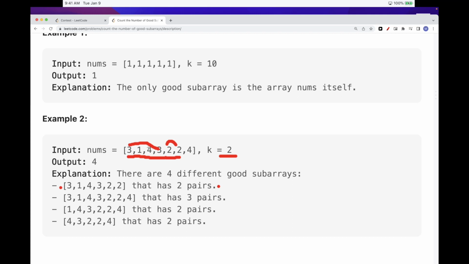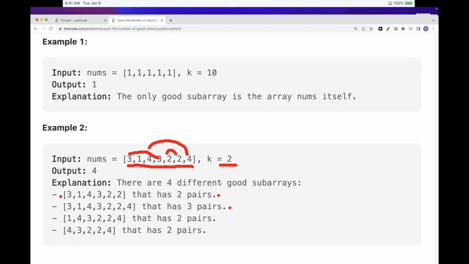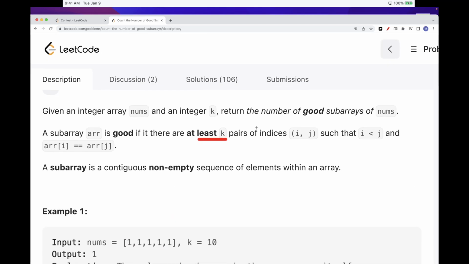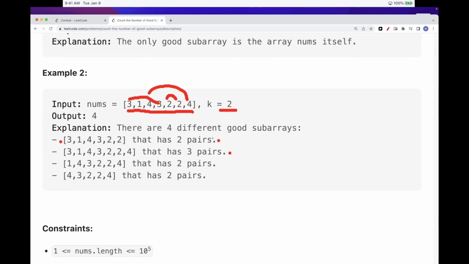It's here. Now if we add this 4, right? Still just this 2, 2, and 3, 3, but it's a different subarray, so we count it. Actually, there is an additional pair, which is 4, 4, right? But we still count it because it's bigger or equal to k. It's at least k, and we have at least k.